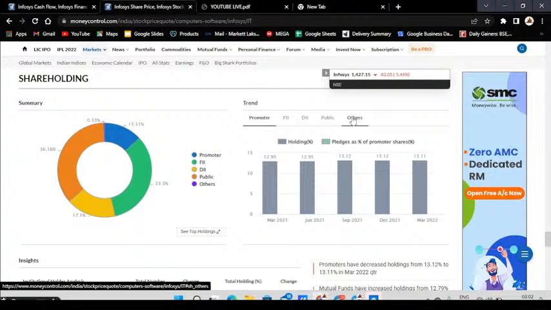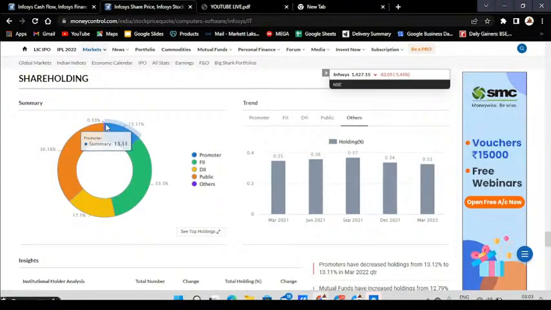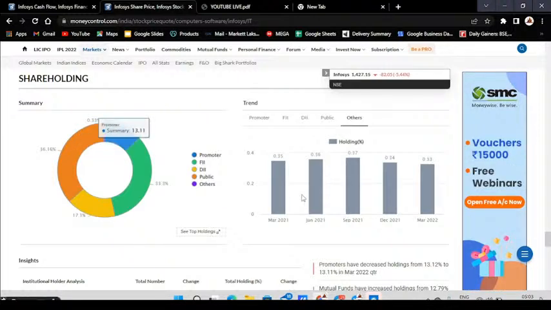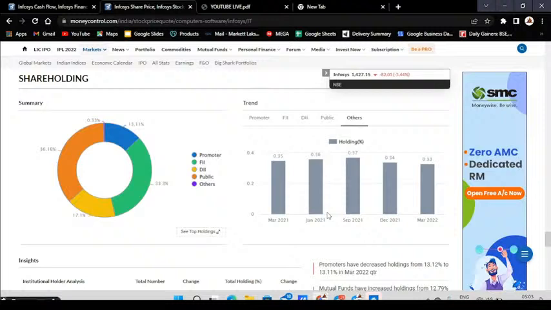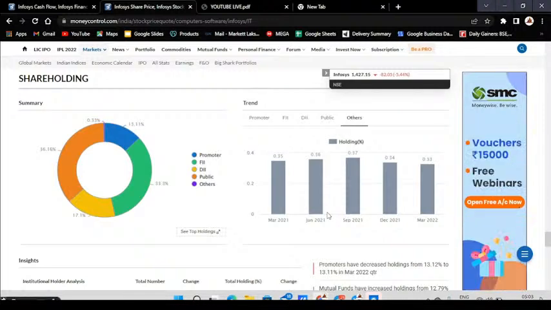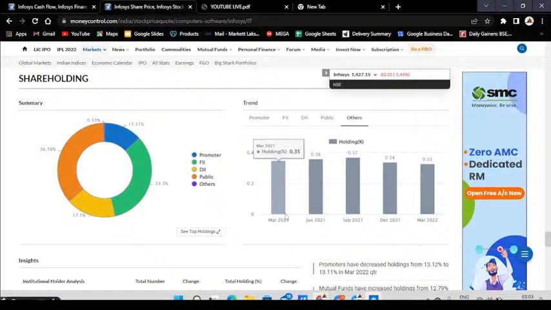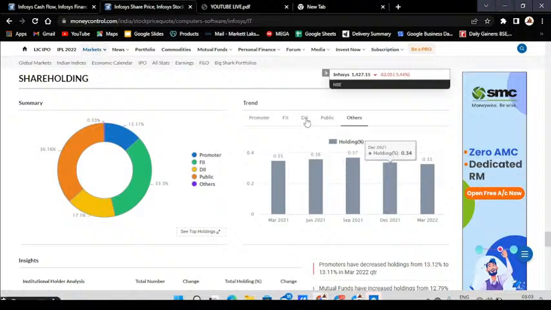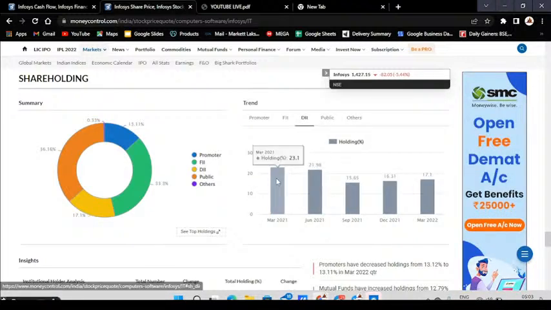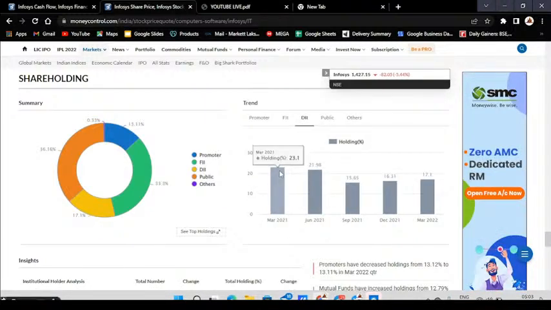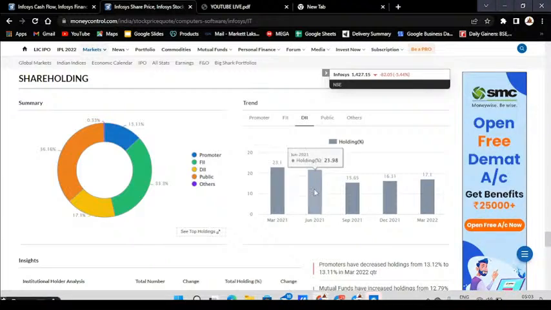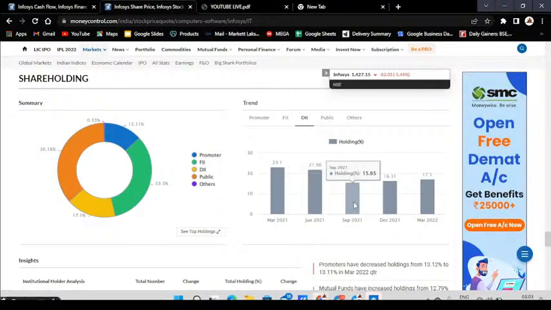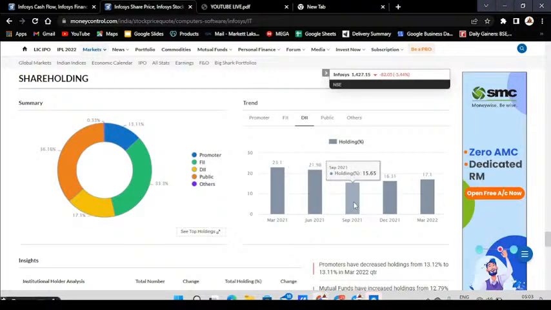Also, there is a column for others too. यहाँ पे एक बहुत छोटी सी thin line है, 0.33%. You can see ये stake, ये शेयर होल्डिंग पैटर्न होता है, बढ़ता भी है, सब में है. मार्च 2021 में DIIs की होल्डिंग 23.1%. उसके बाद जून 2021 में they were holding 21.98%. सितंबर में they were holding 15.65%.